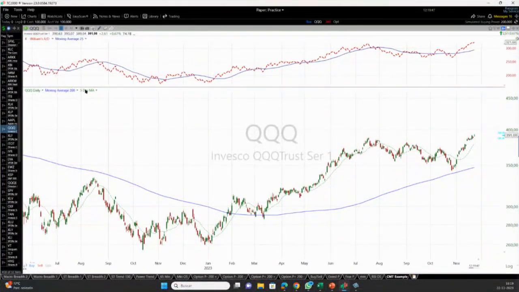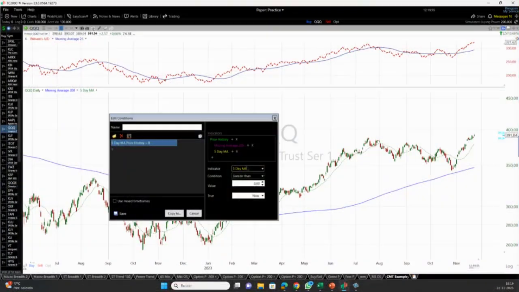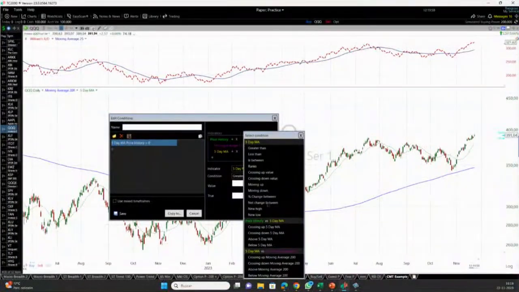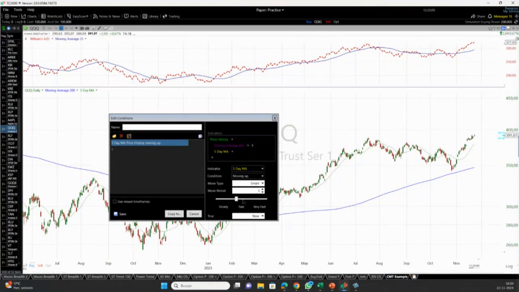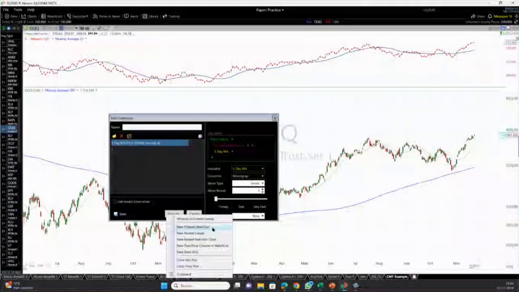So what you can do with this program is create a condition and ask the program, okay, I want to see that this 5-day moving average is moving up. This is going to be my condition. I can scan this and it can show me how many stocks have a 5-day moving average that's moving up. But I can also plot this as a market indicator. I'll show you right now.